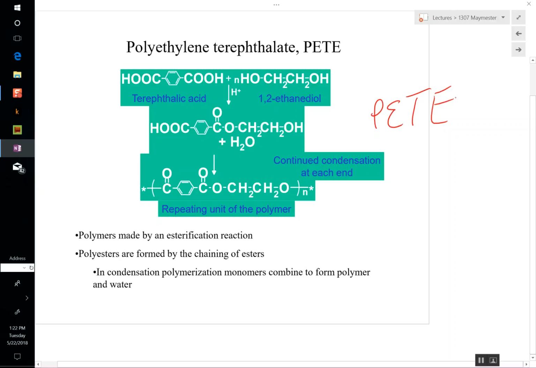Now, if you melt this down and spin it into fibers, you get polyester fibers. Not polyethylene, polyester fibers. So you melt it and you pull it, and it'll make a fiber, and you can make clothing out of it. Technically, polyester is not healthy to wear.